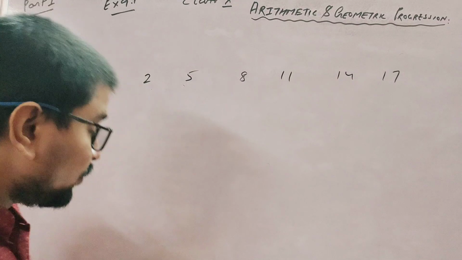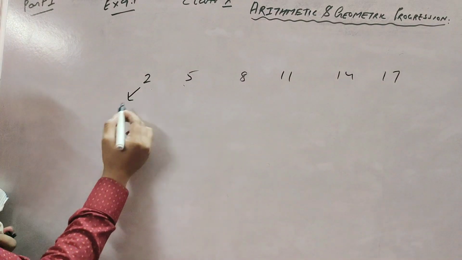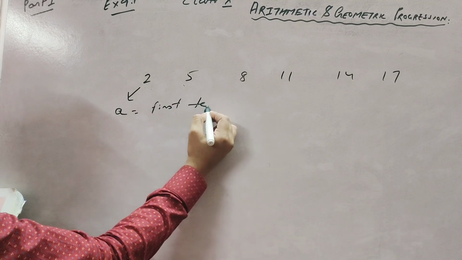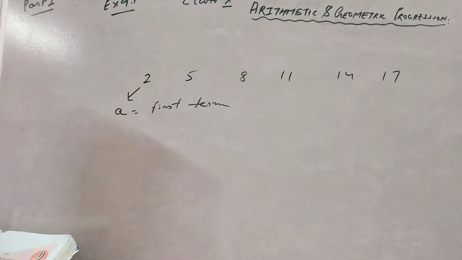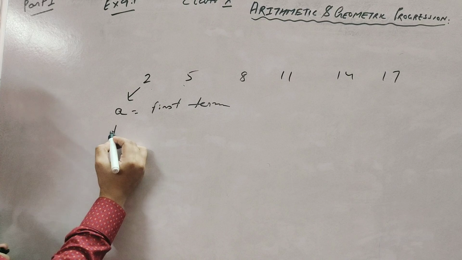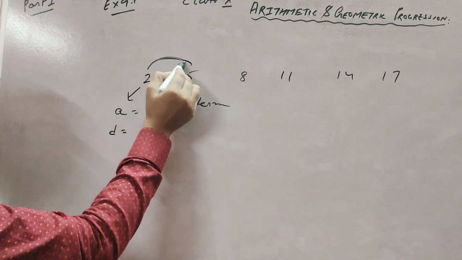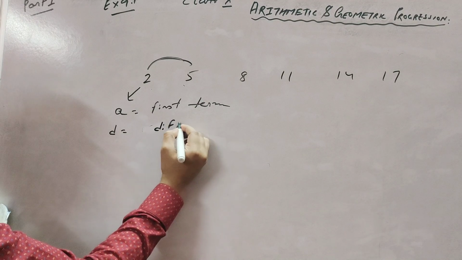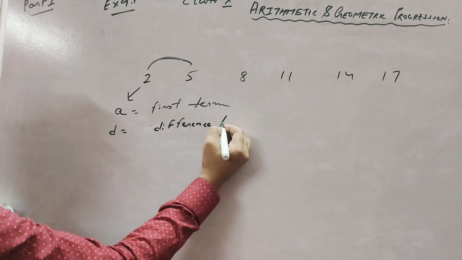Okay. So the first number is denoted by A. The first term is denoted by A. And D is for the difference term. What is the difference between two numbers? So the formula for the difference term, D denoted for difference.